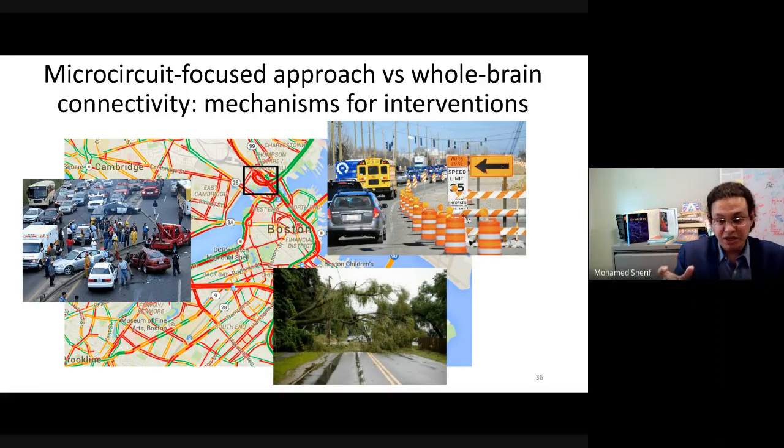So it depends on the intervention. If you want to know where the construction is, yes, you don't need this level of detail. However, if you want to develop an intervention, you would need this level of detail.